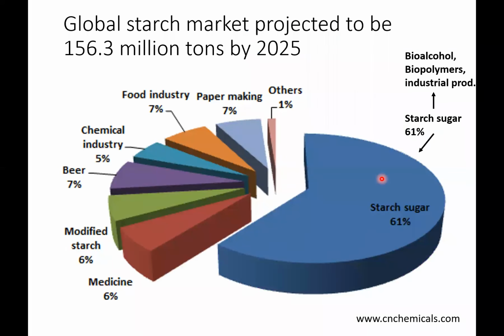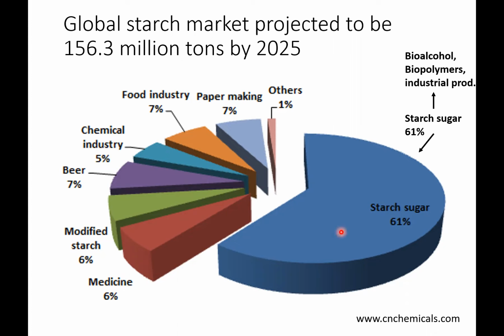Here is another look at the starch market. You see here the food market is 7%. It's funny that they don't say beverages, they say beer, 7%. But the major part is starch sugar.